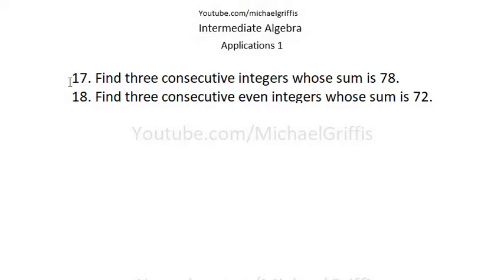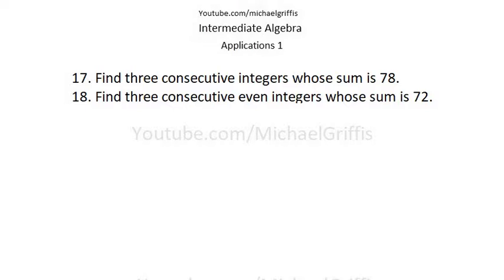And then in number 18, find three consecutive even integers. So that'd be like 2, 4, and 6, or 12, 14, and 16. All right. Okay, so what we got is we have an unknown, so we'll let x be.